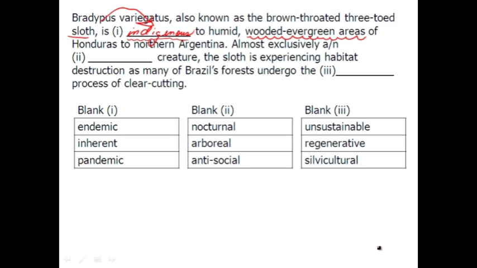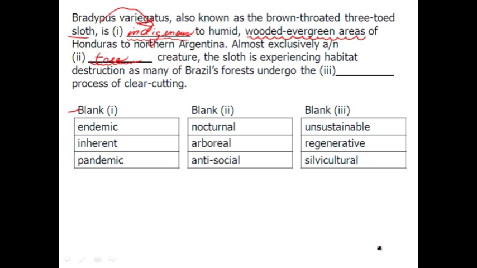So we know then for the second blank, and we'll come back to the first blank in a moment, for the second blank, what sort of creature is it? Well, if it lives in wooded evergreen areas, it is a tree creature. Lives in the trees in these wooded areas. So now we can go to the first and second blank because those kind of flow together and we can see which ones work. Let's start with the first blank.